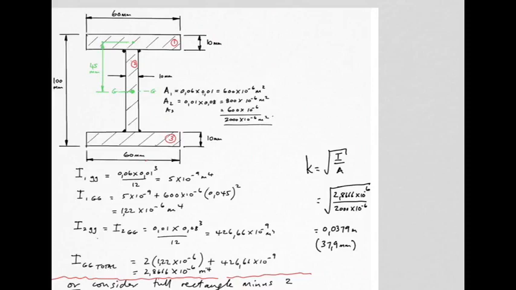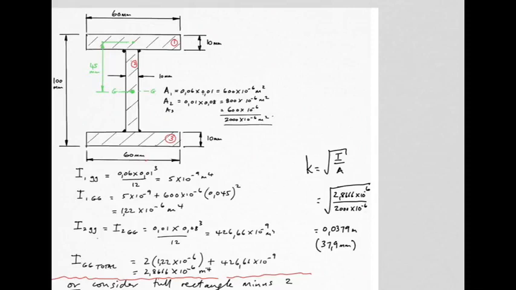So you can add it all up. 2 of those plus 1 of those gives you that answer. And that is I, second moment of area, of the whole shape about an axis passing through here. 2.8666 times 10 to the minus 6 meters to the fourth.